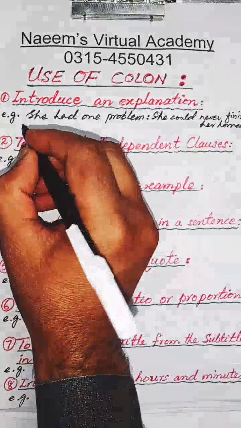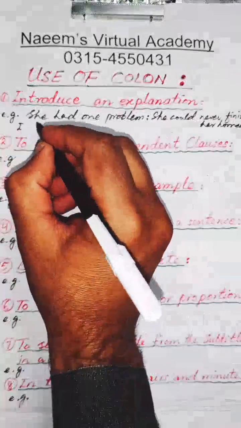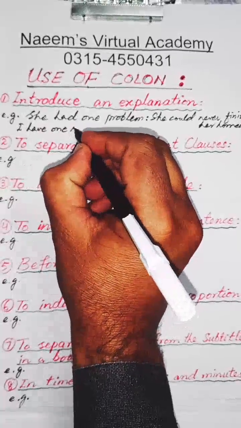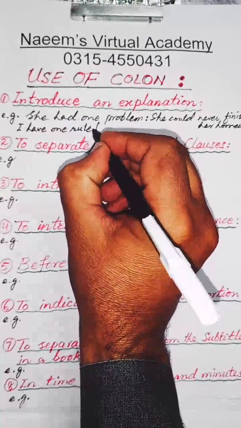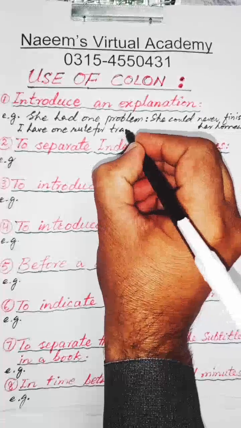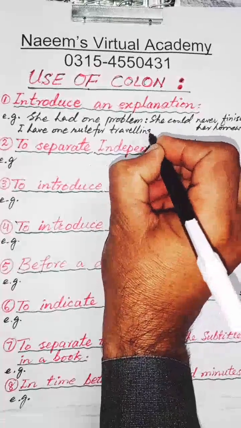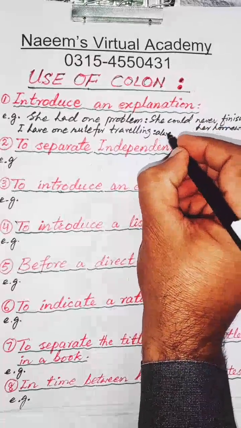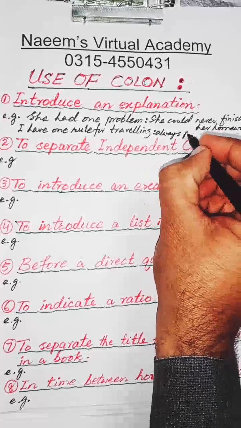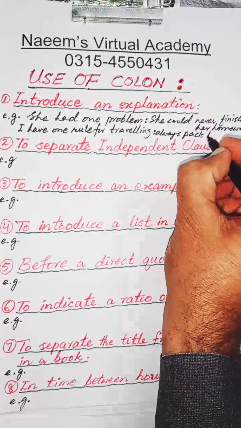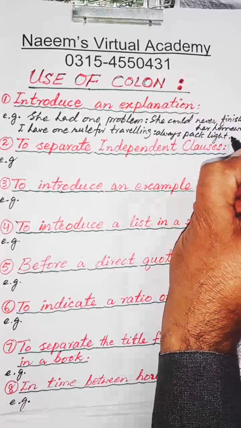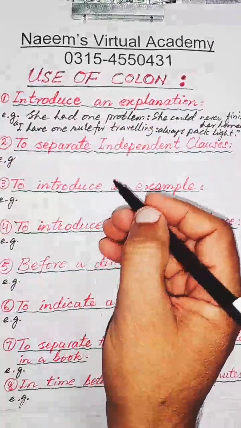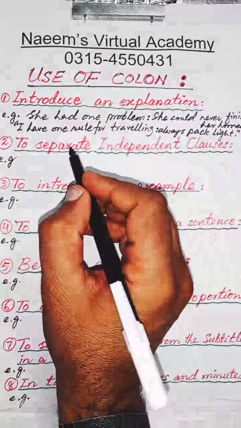Right? Another example, if I want to quote for you that I have one rule for traveling. What is that rule? Colon. Now I'm gonna explain it. Always pack light. Now that's my rule. Full stop. And you can place inverted commas because these are my original words. So first use is to introduce an explanation like this.